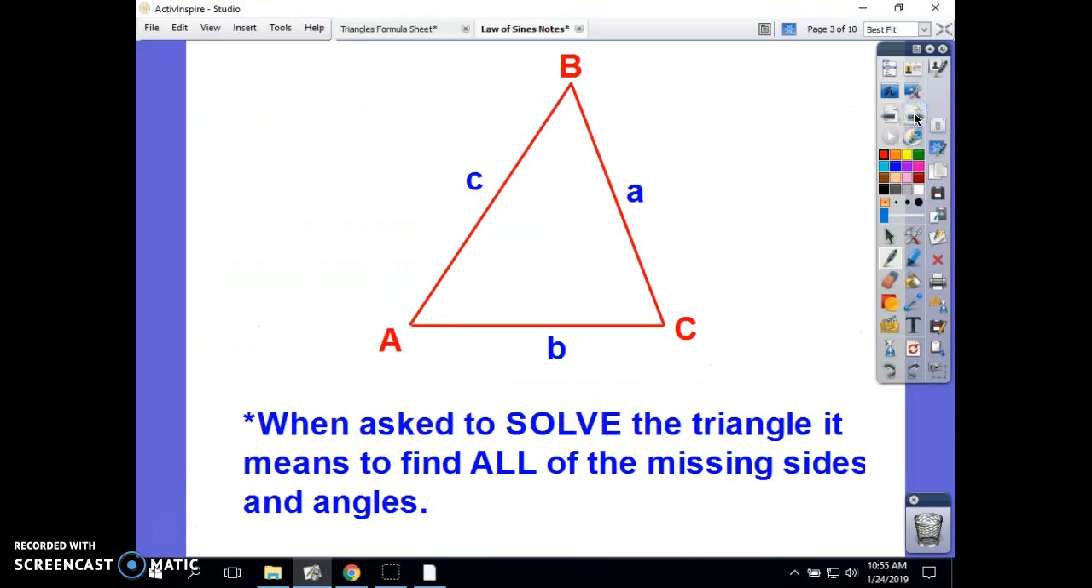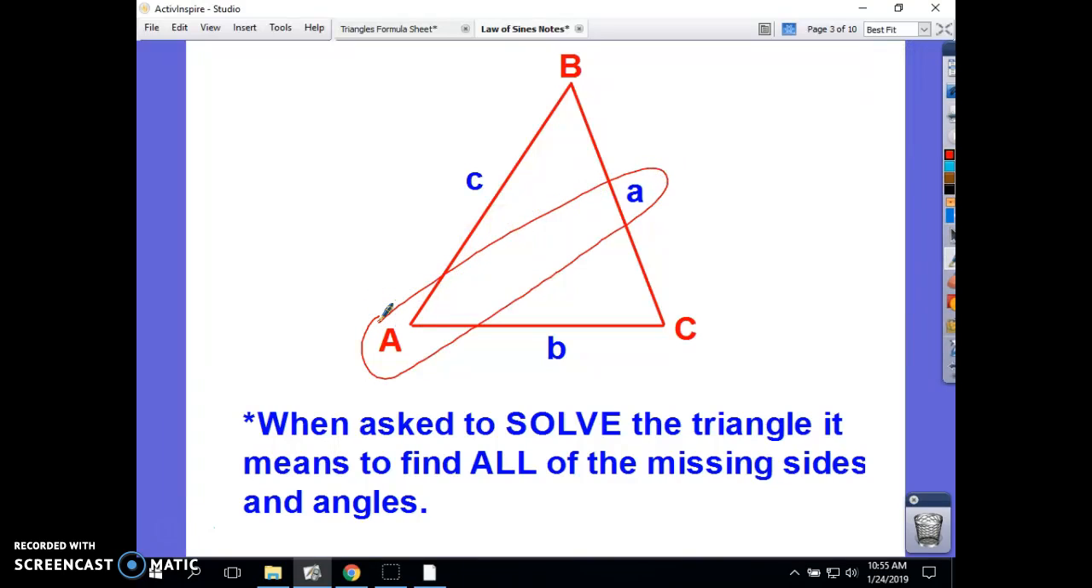Okay, so here is a triangle where our angles are capital A, B, and C, and our sides are lowercase, little a, little b, little c. And then you'll also notice that big A is opposite of little a, and big B is opposite of little b, and big C is opposite of little c. Make sure you're drawing your triangle correctly. Now, also in the directions, you'll be asked to solve the triangle. That means that you have to find all the missing parts. So all the missing sides, all the missing angles.